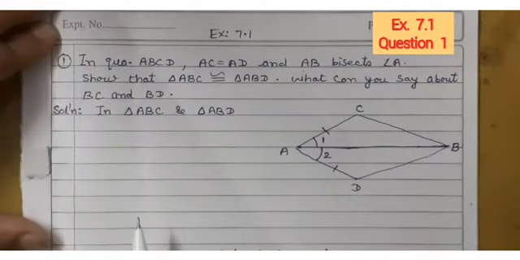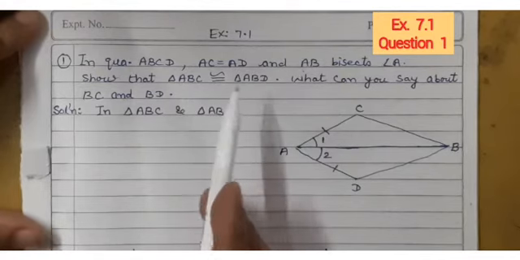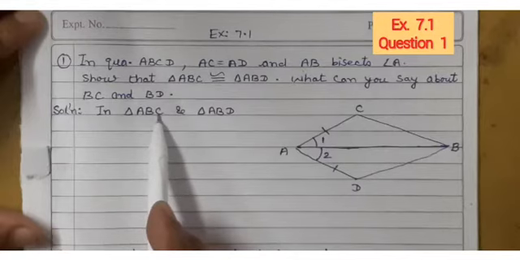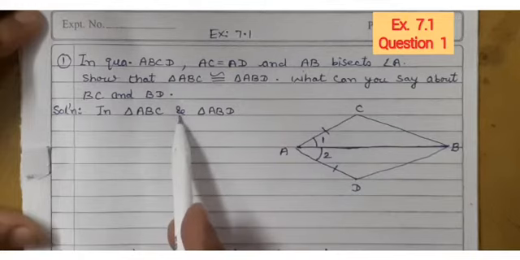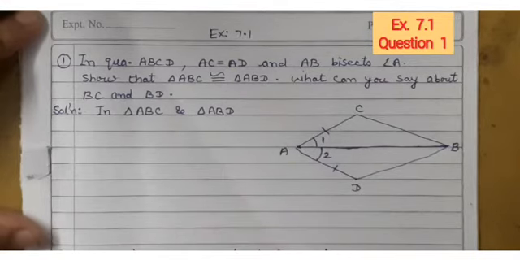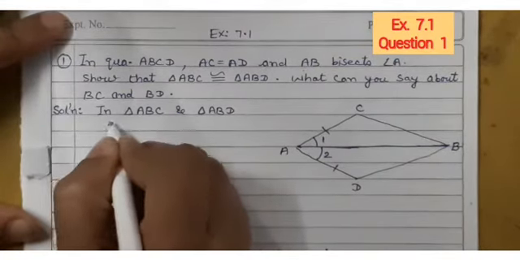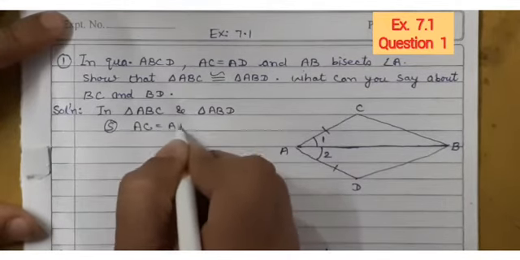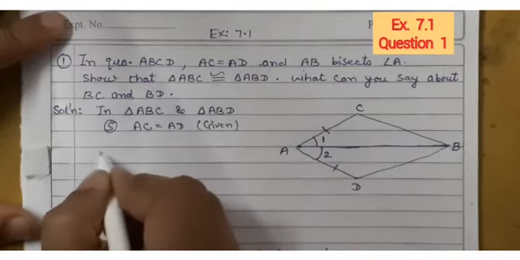Okay. Now we are going to start. You have to prove triangle ABC is congruent to triangle ABD. For that, I am taking in triangle ABC, on place of this congruent sign, I am taking AND. This is AND. Triangle ABD. Okay. Now see here. What is given to you? First thing is side is given to you. Side is what? AC is equal to AD. This is given in the question.